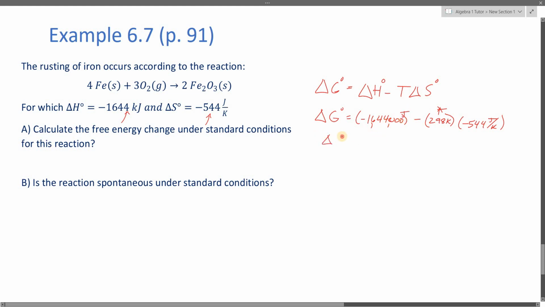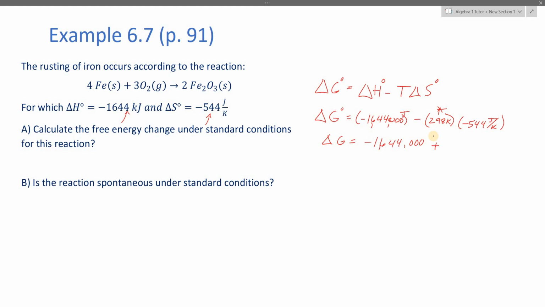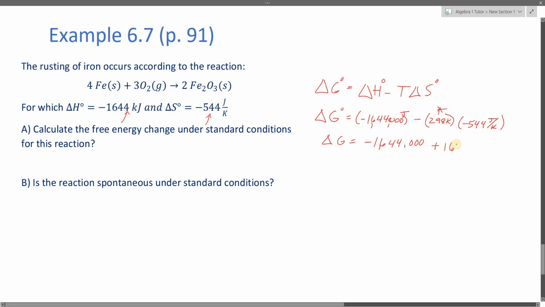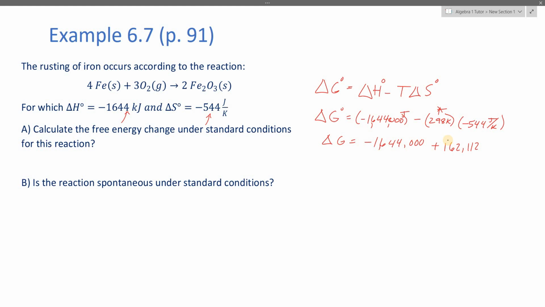Now, delta G then is equal to, and I'm going to go ahead and get my negative 1.6 mil here. And then I'm going to get this. Now, minus a minus will be a plus, so I'm going to go ahead and change that now, and I'm going to take 544 times 298, and that's going to give me 162. Okay, and that's going to give me those values. So from there, I'm simply going to combine those two numbers, and I'm going to get a final answer.